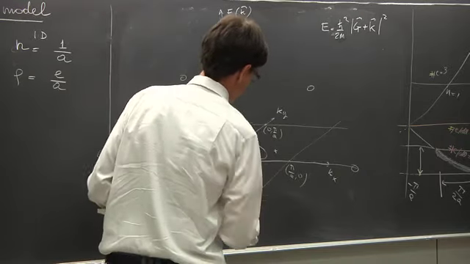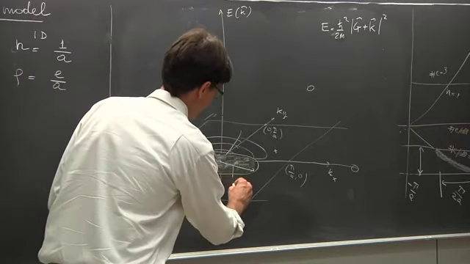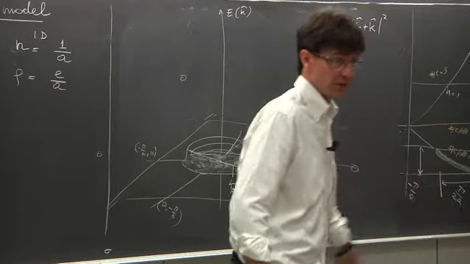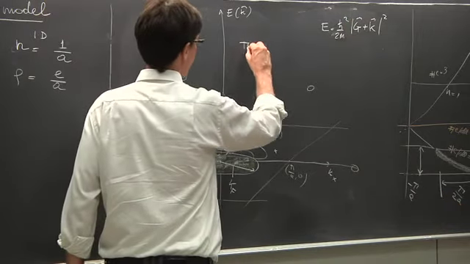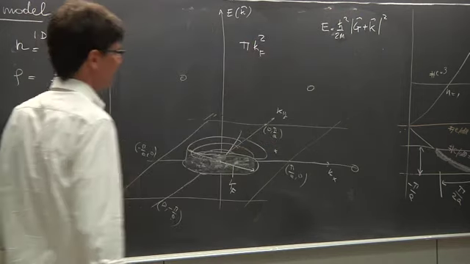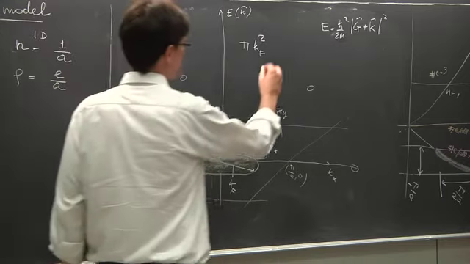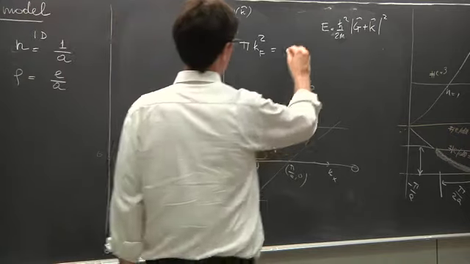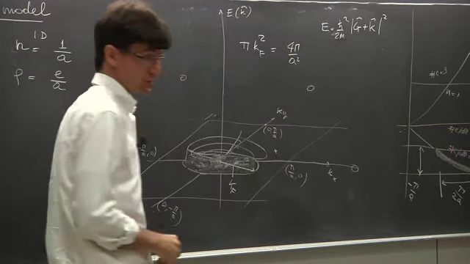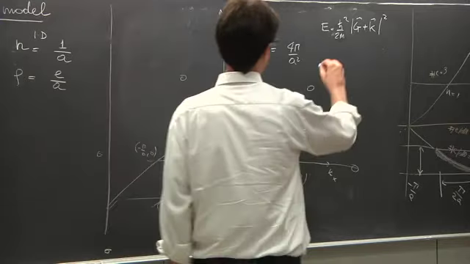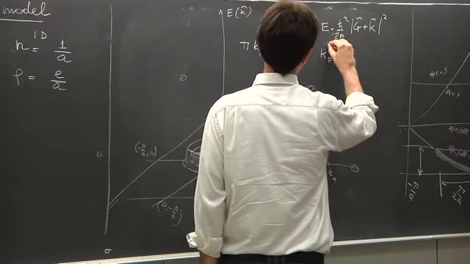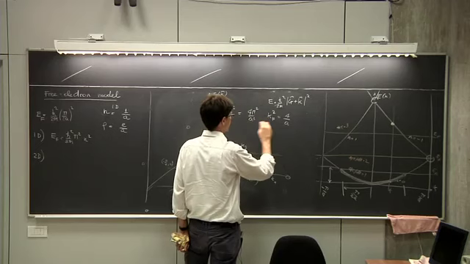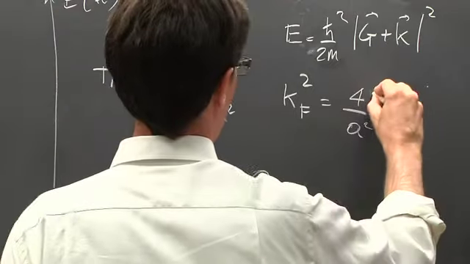Let me call this K the Fermi vector. So let me give it the name Kf. It's the vector where I have to stop. It's this vector, right? The analog of this vector here. So the condition will be that pi Kf squared, which is the area of that circle, is equal to the area of the whole Brillouin zone, which is 4 pi squared over a squared, in 2 dimensions. Right? So Kf squared is 4 pi squared over a squared.